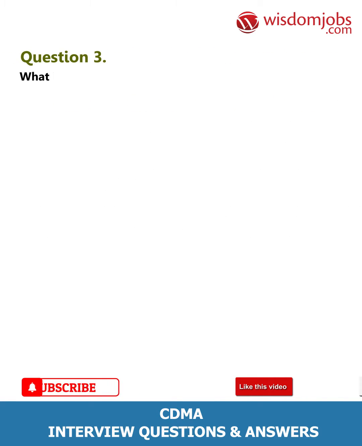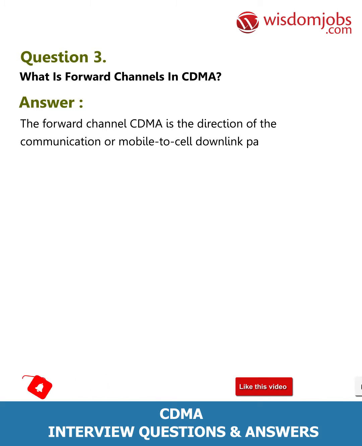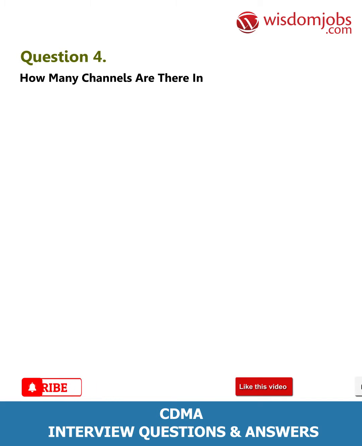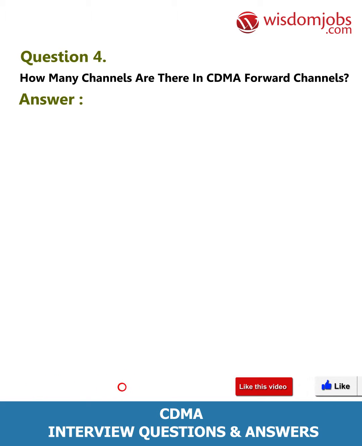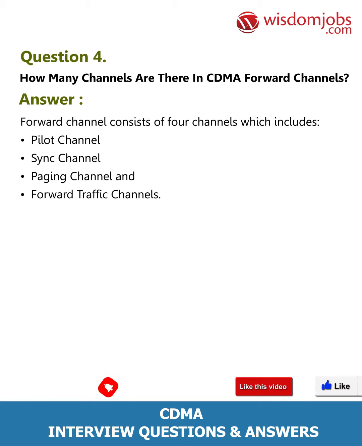Question 3. What is forward channels in CDMA? Answer. The forward CDMA channel is the base station to mobile direction of the communication, the downlink path. Question 4. How many channels are there in CDMA forward channels? Answer. The forward channel consists of 4 channels, which include the pilot channel, sync channel, paging channel and forward traffic channels.